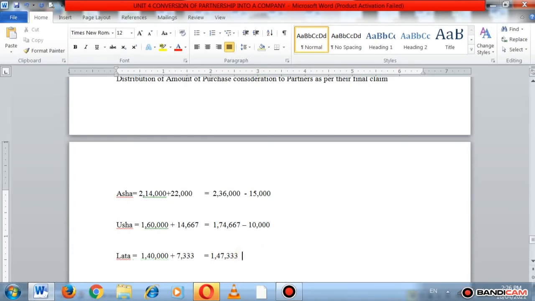Reduce or deduct the profit which is recorded on the debit side of partner's capital account, less 10,000, then next 5,000. Okay, so here we get the final claim. Now 2,36,000 minus 15,000. Here we get 2,21,000 is the final claim of Asha.